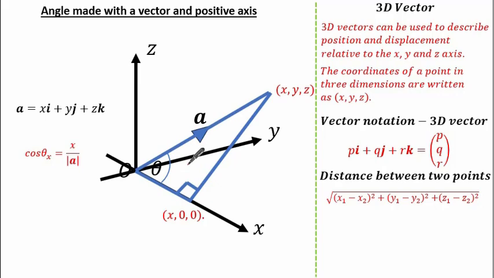Now I'm going to remove those coordinates and write in a general vector a, with x, y and z being our components for i, j and k.